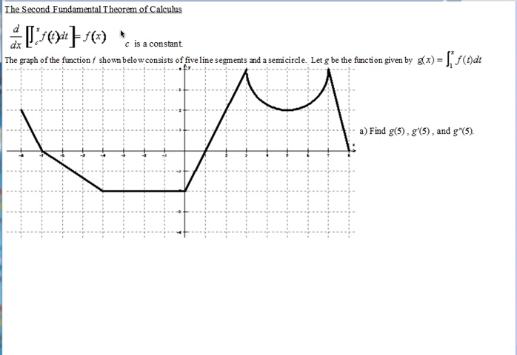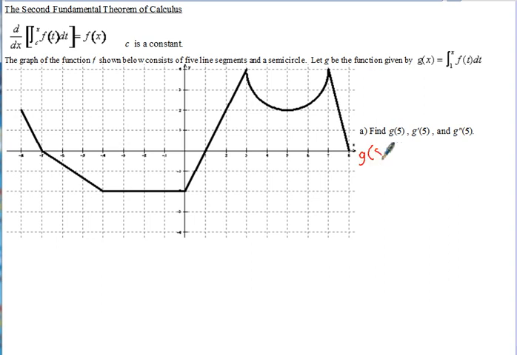So this example problem says the graph of the function f shown below consists of 5 line segments and a semicircle. And let g be the function given by g of x equals the integral from 1 to x of f of t dt. So for part A, we're asked to find g of 5, g prime of 5, and g double prime of 5. So let's start with g of 5.